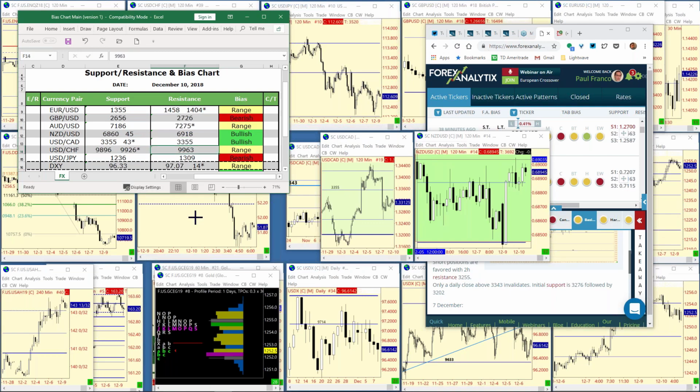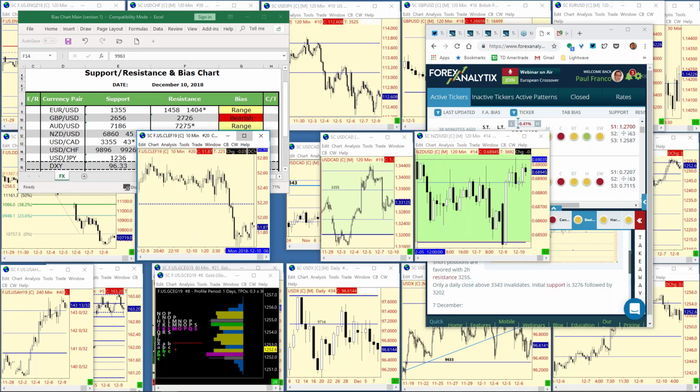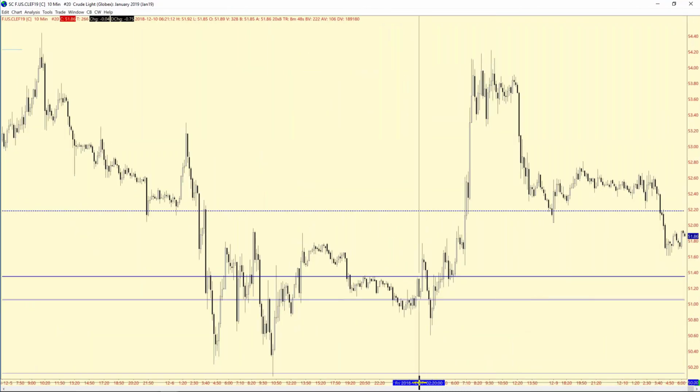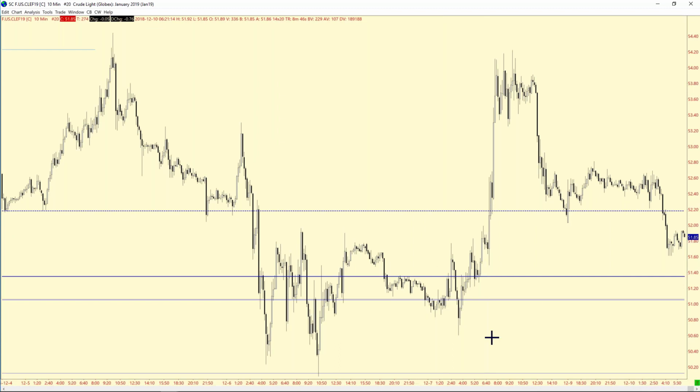Starting with crude, it continues to remain in the doldrums here. That's going to continue to weigh on the Canadian currency. We've seen a smart little rally up in here.